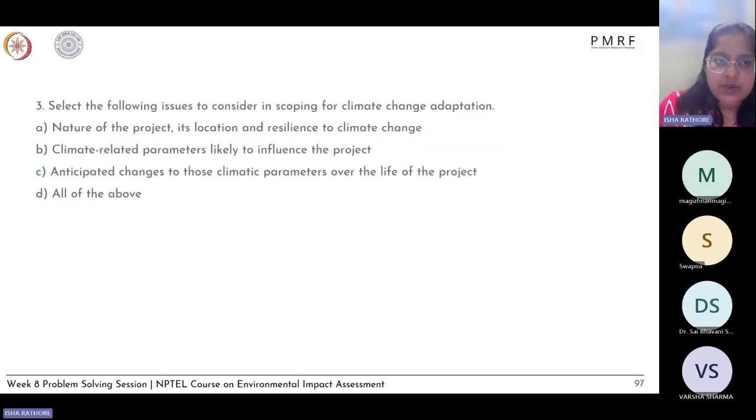Moving on to the next question. So select the following issues to consider in scoping for climate change adaptation. A, nature of project, its location and resilience to climate change. B, climate related parameters likely to influence the project. C, anticipated changes to those climatic parameters over the life of the project. Or D, all of the above.